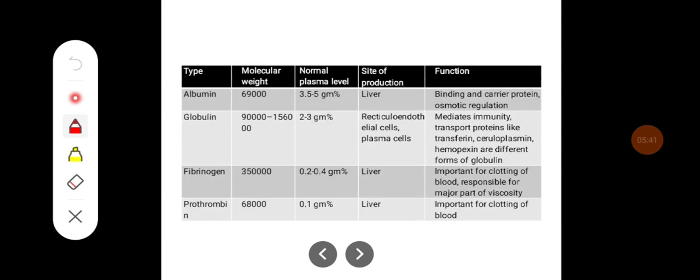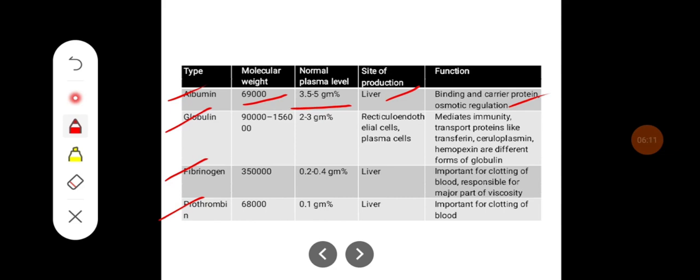So here are some of the differences between albumin, globulin, fibrinogen, and prothrombin. The molecular weight of albumin is around 69,000. The normal plasma level ranges between 3.5 to 5 gram per cent. It is produced in the liver. It acts as a binding and carrier protein, and it is important for osmotic regulation.